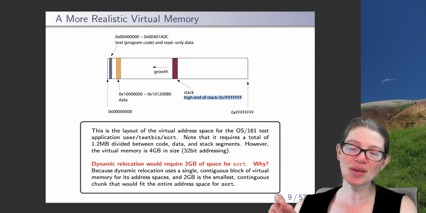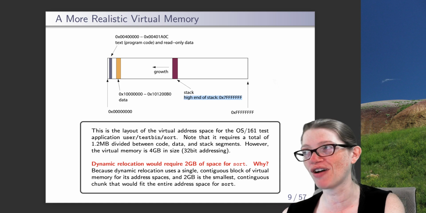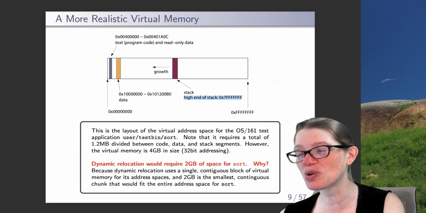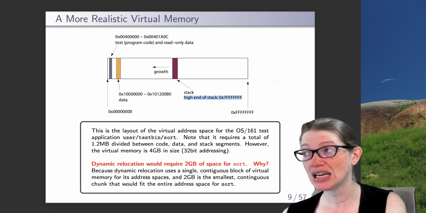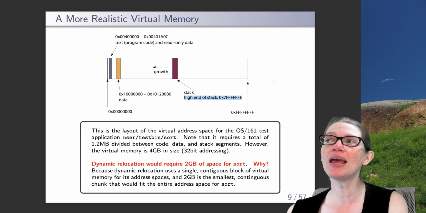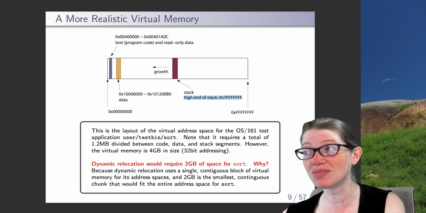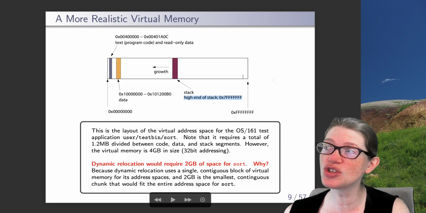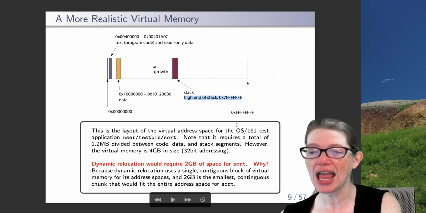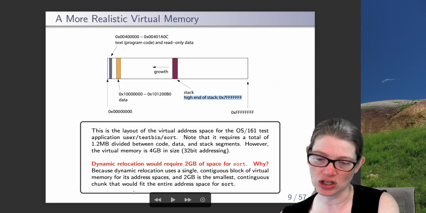So dynamic relocation suffers from fragmentation. And this is a problem because you're either going to have to deal with the fragmentation externally and defragging it, or you're not going to be able to run that many processes at the same time because each one is so huge. So while this is a super efficient implementation, it's not practical in any way.